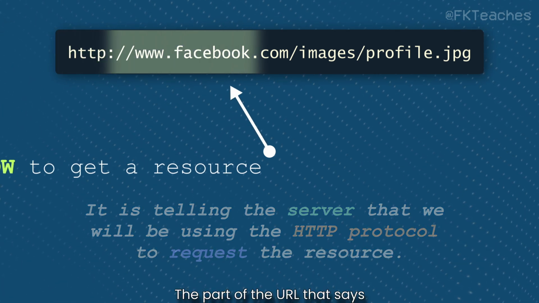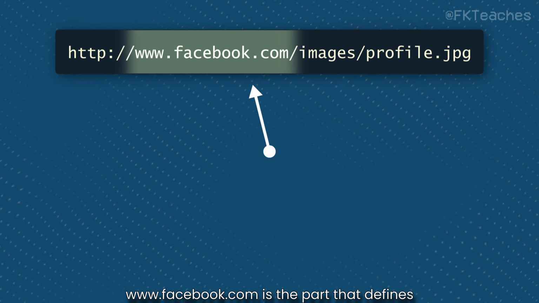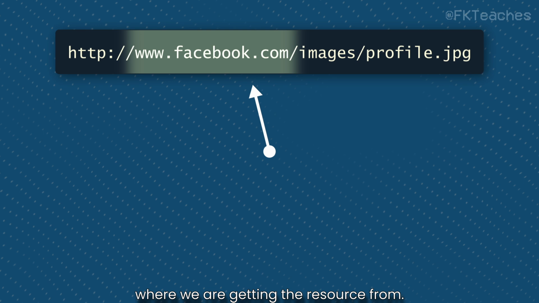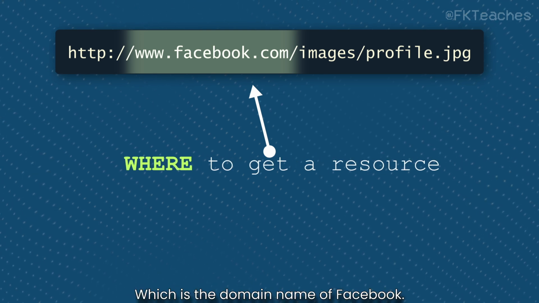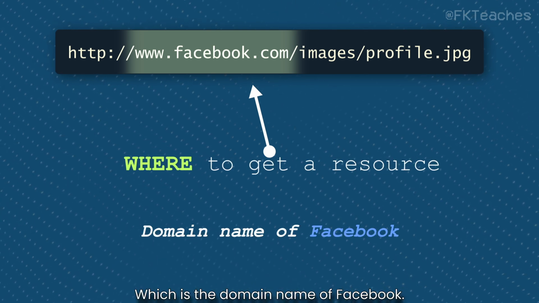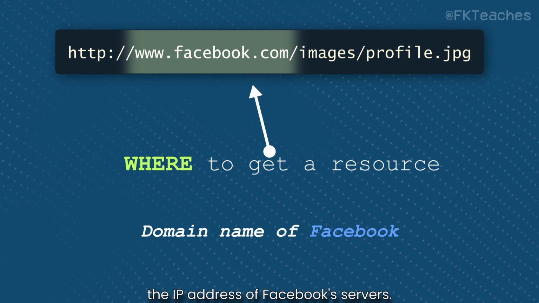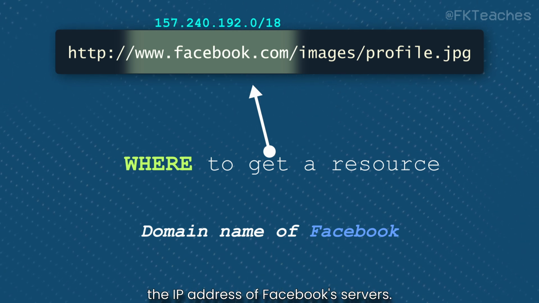The part of the URL that says www.facebook.com is the part that defines where we are getting the resource from, which is the domain name of Facebook. This part could as well be replaced by the IP address of Facebook's servers.